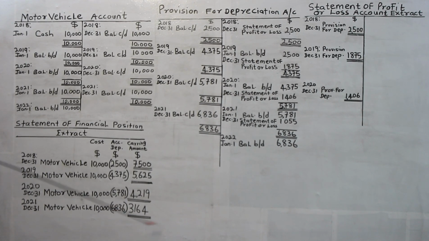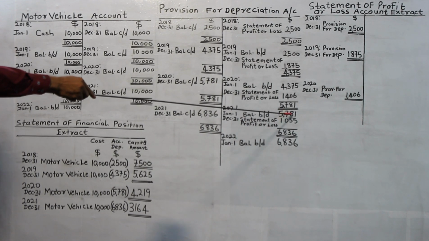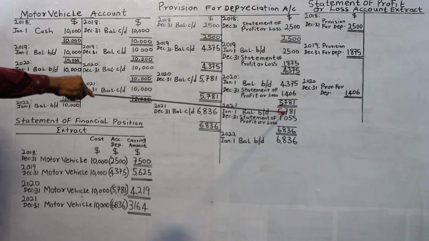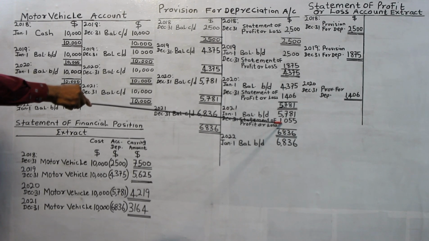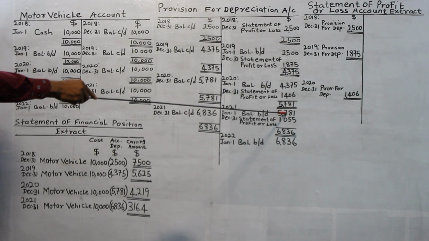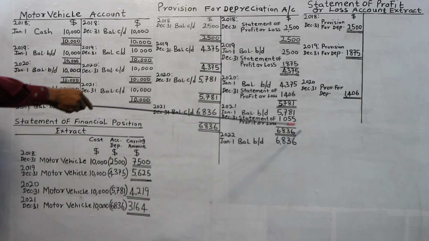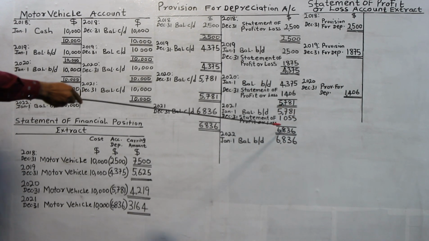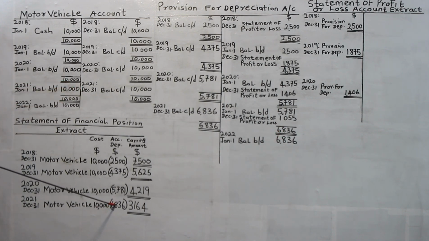Of course, this $6,836 is gotten from the depreciation for the final year 2021. That is 5,781 brought down as balance for 3-year depreciation, and the depreciation for the current year, that is 2021. When you add 5,781 plus 1,055, it gives you 6,836, and that represents accumulated depreciation for 2021. And it is this amount that has been used here to get the amount that will be deducted from the motor vehicle's cost as at December 31st, 2021.